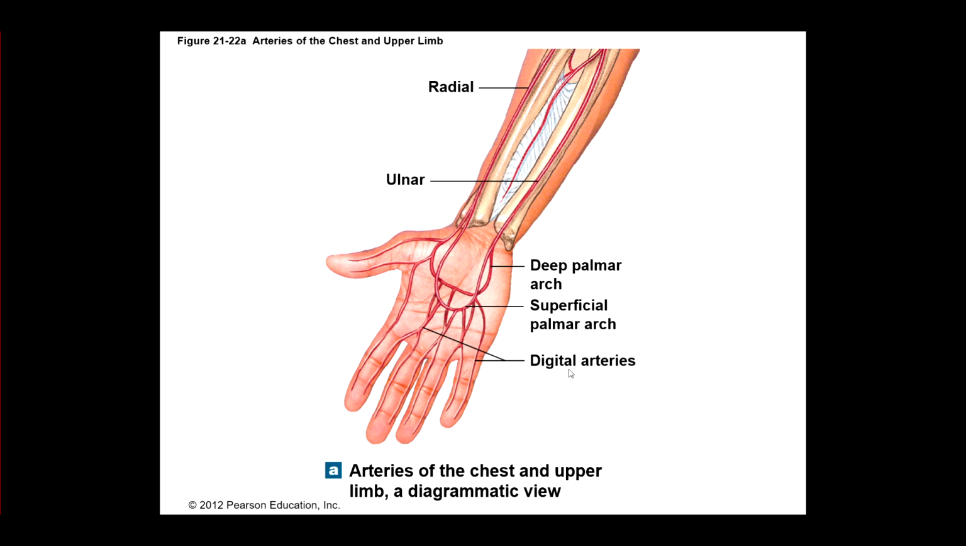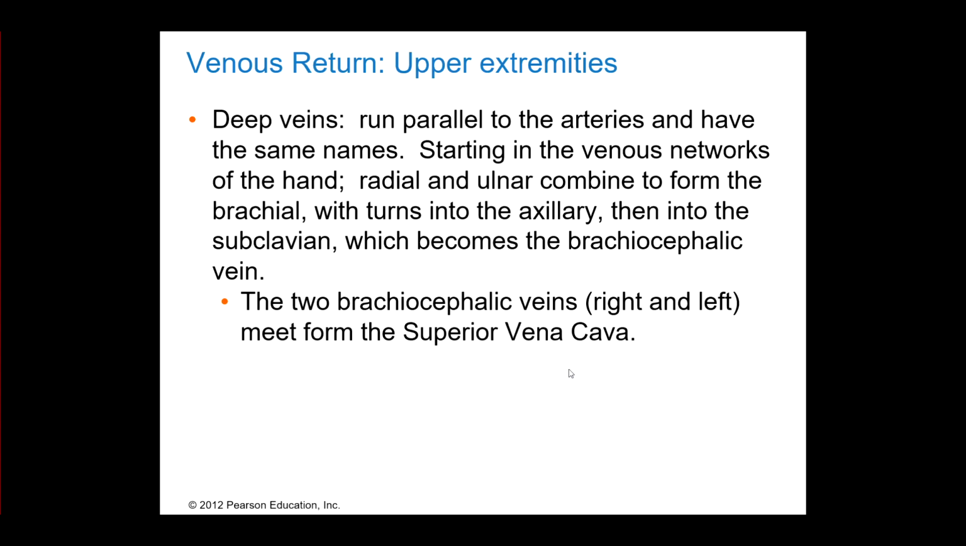Okay, and that's it for the arteries going into the upper limb. Now, the veins. Very easy. If you understood the arteries going down into the upper limb, the veins are named the same thing going out, but these are what we call deep veins. They run right next to the arteries.